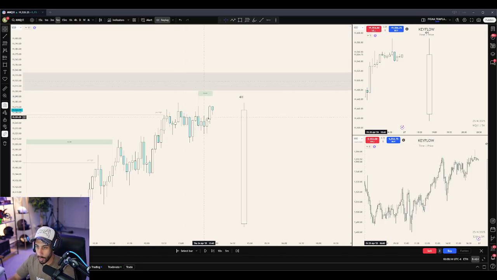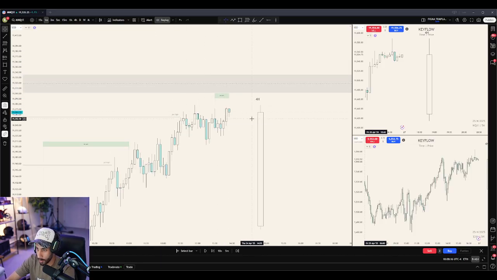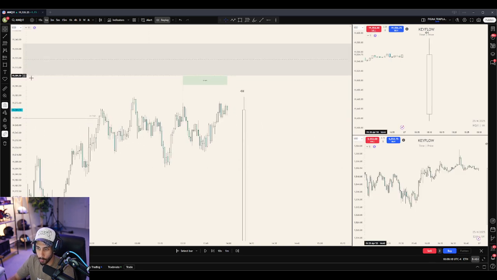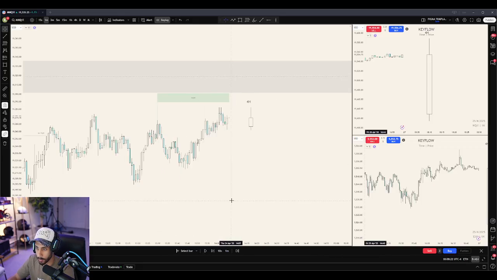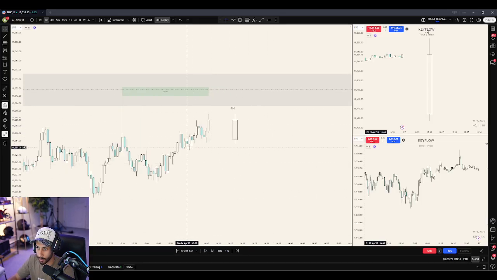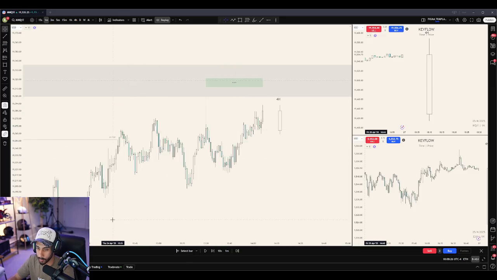Now, this is us coming into 2 p.m. So I'll drop down into the 1-minute so you guys can see this a bit clearer. And let's start. Okay, so this is the 2 p.m. candle. And again, no lower wick. This is similar to the 10 a.m.